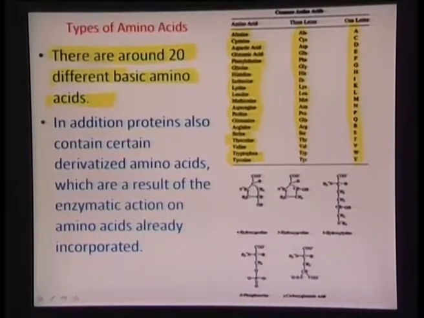Essentially, proteins also contain certain derivatized amino acids which are a result of enzymatic actions on amino acids already incorporated. Because of some enzymatic actions on these principal amino acids, there are certain derivatized forms in addition to the 20 basic amino acids. These are represented here, but I am not going to go into this. It is beyond the scope of this course, but there are a lot of these enzyme-derivatized amino acids in addition to the 20 basic amino acids that we have.